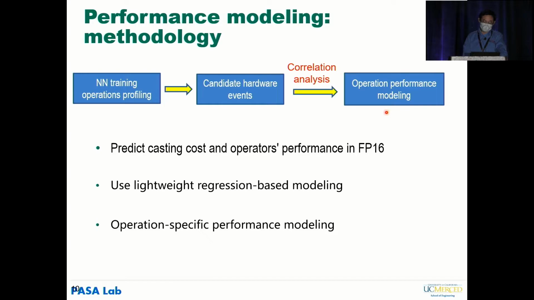And then this modeling is operation specific. That basically means different operators have different performance models. We are not going to use a general performance model to predict the performance of all operators. In this way, we are able to improve the prediction accuracy a lot. You will see.